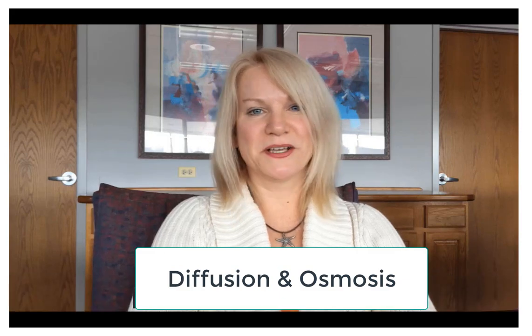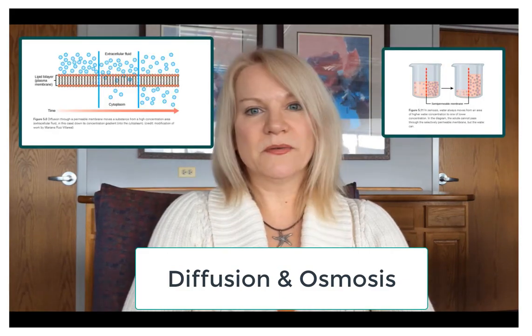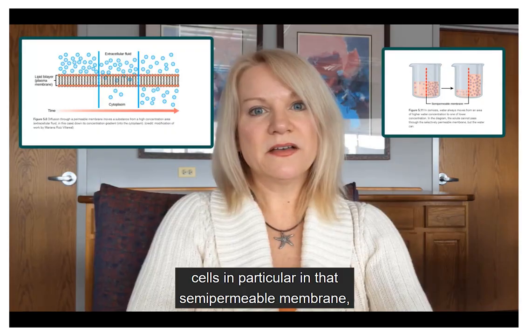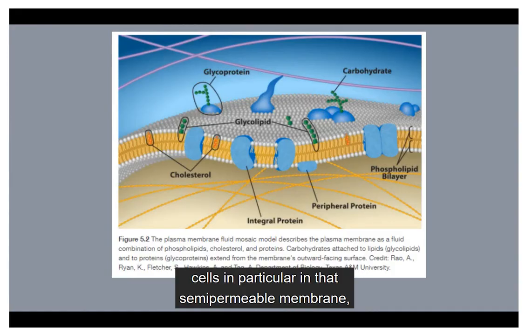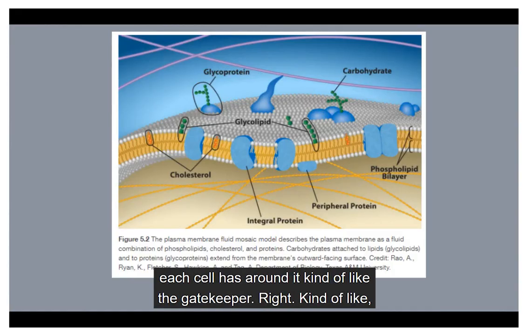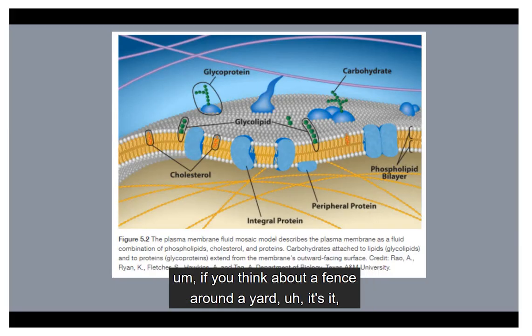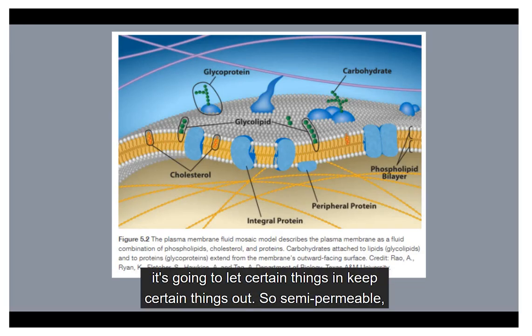We are exploring diffusion and osmosis. Think about cells in particular, in that semi-permeable membrane each cell has around it, kind of like the gatekeeper, right? Kind of like if you think about a fence around a yard, it's going to let certain things in, keep certain things out, so semi-permeable.